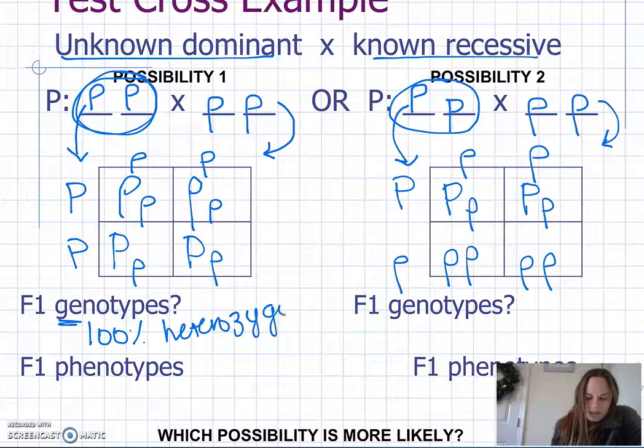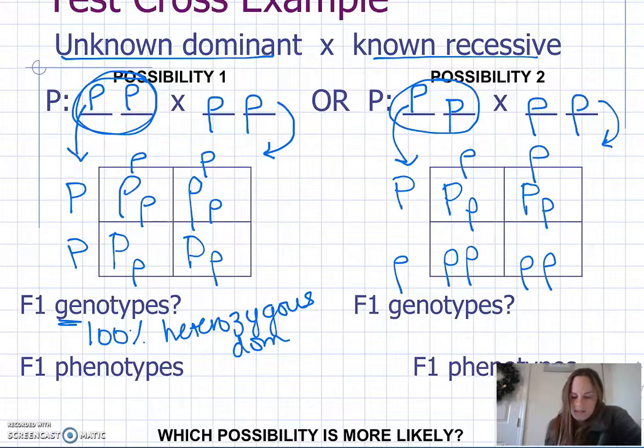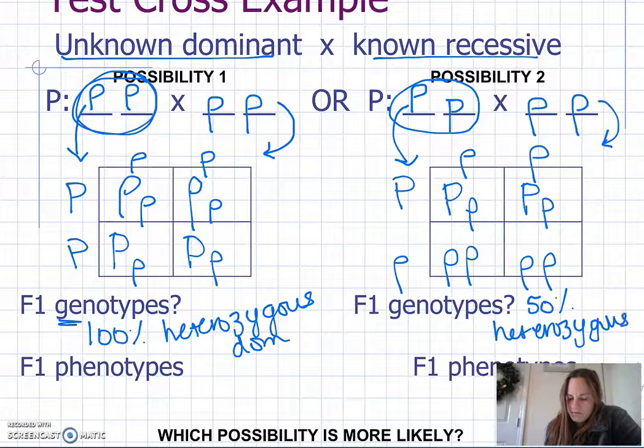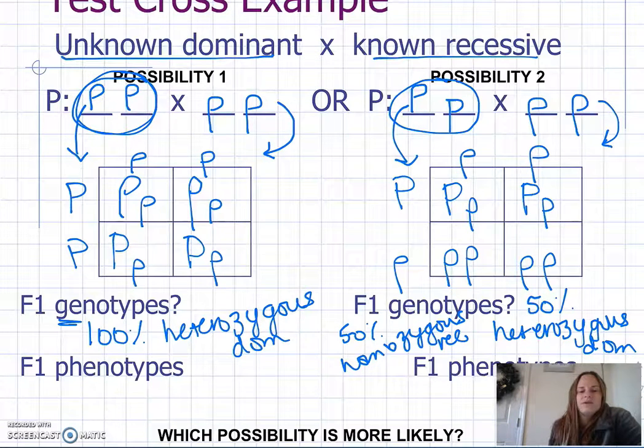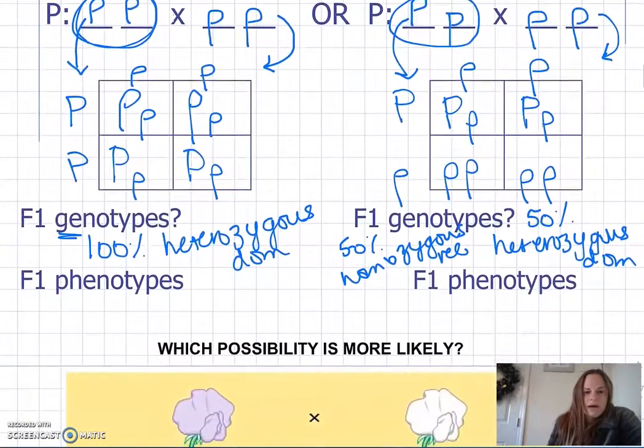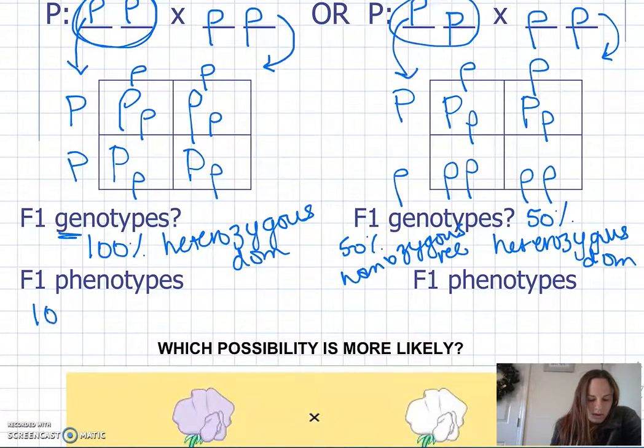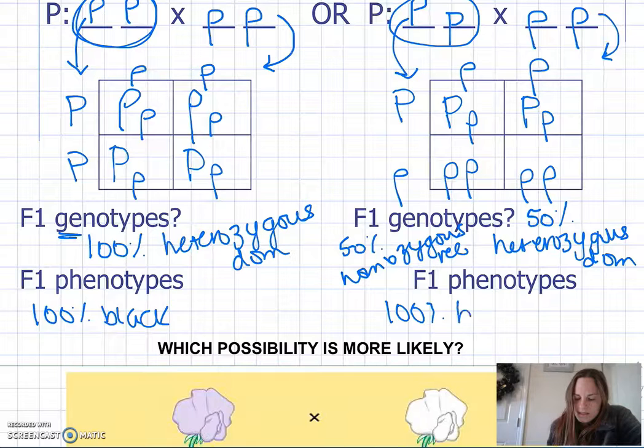heterozygous dominant. But on the other example, possibility 2, we've got 50% heterozygous dominant, and then we've got 50% homozygous recessive, or we could simply just say recessive, because the only way it would be recessive is if it is homozygous. So our possible phenotypes, this would be 100% black. This would be 100% black. 50% black and 50% white.